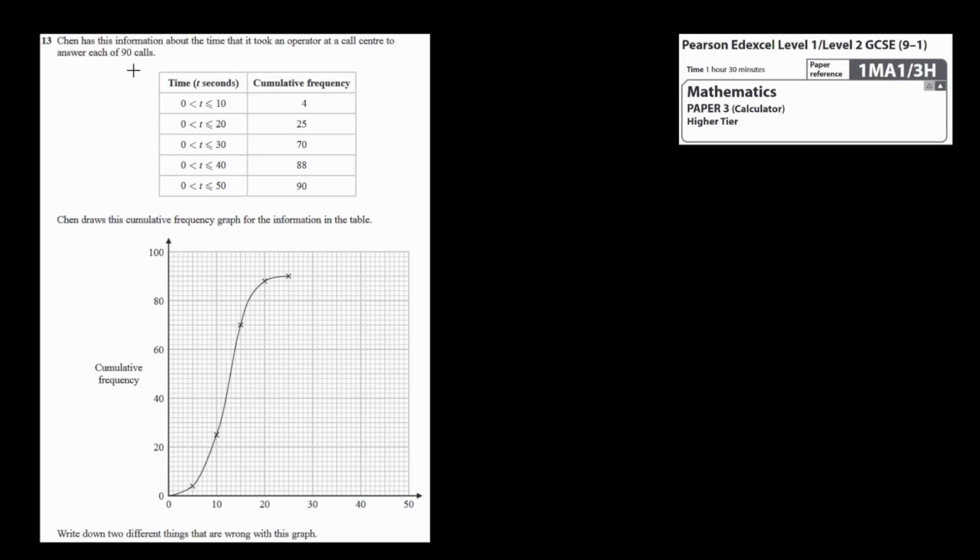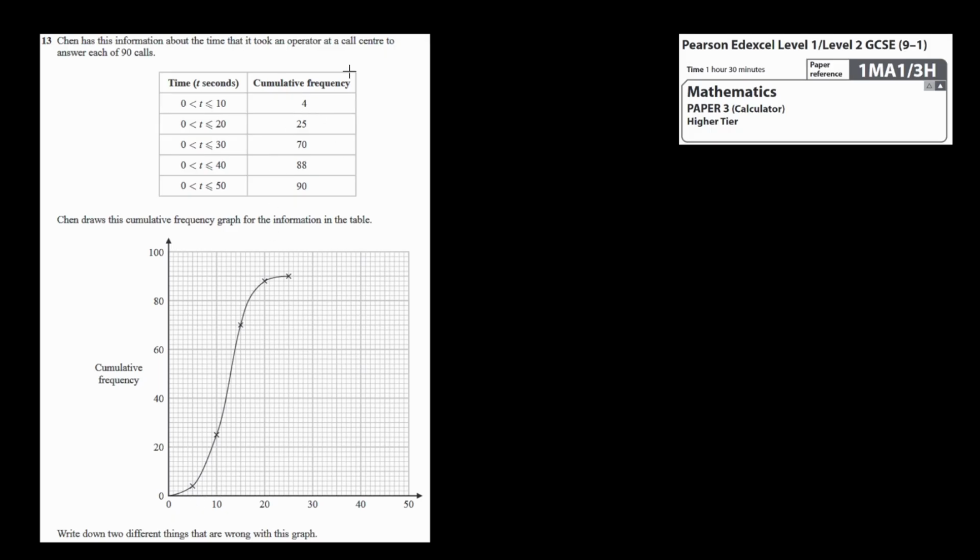So question 13, we've got results of the time it took an operator at a call centre to answer 90 calls. And we've got time in seconds on the left, and we've got a cumulative frequency table here on the right. And we've been asked to describe what's wrong with what's been drawn.